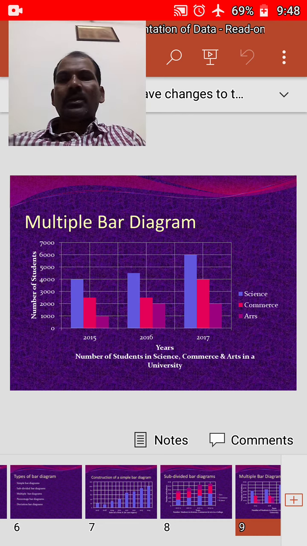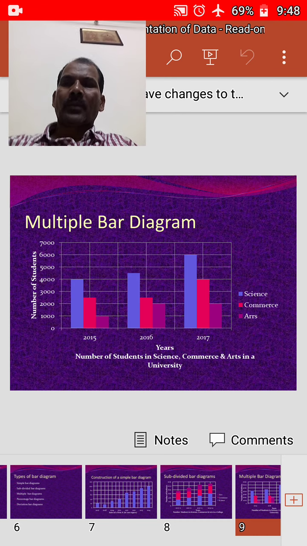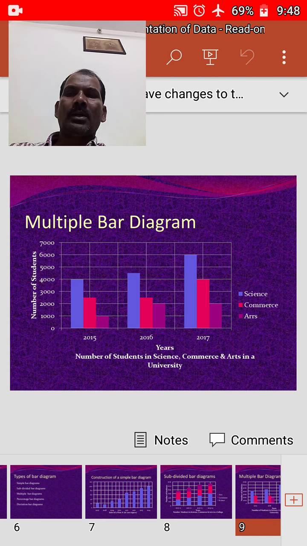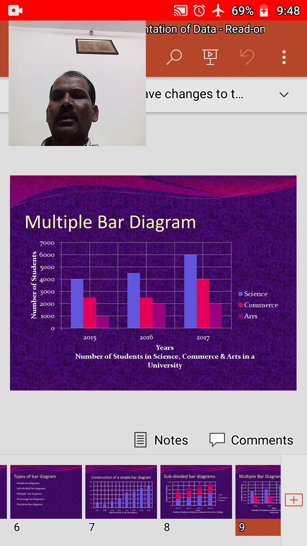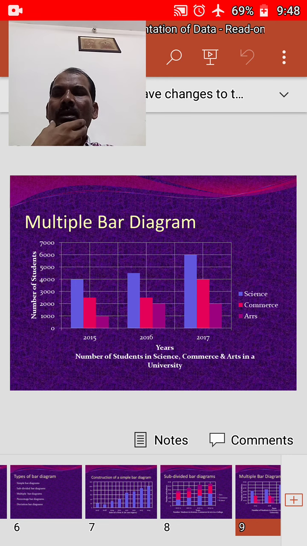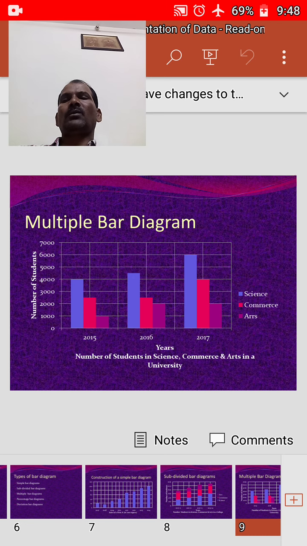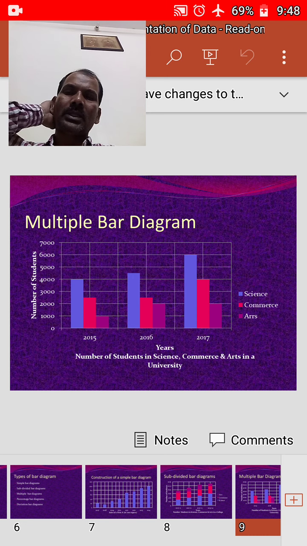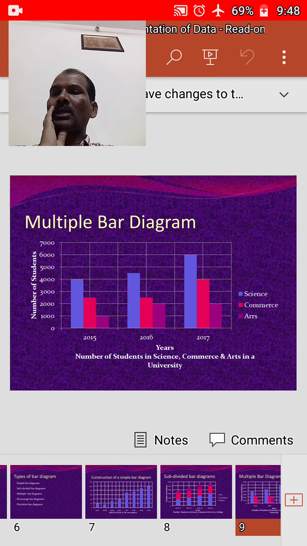When we observe the example given in the PPT, it shows the construction of a multiple bar diagram using data relating to the number of students in the university, given year wise. In the year 2015 there are 1000 arts students, 2500 commerce students and 4000 science students. In the year 2016 it was 2000 arts students, 2500 commerce students and 4500 science students. In the year 2017, 2000 arts students, 4000 commerce students and 6000 science students.